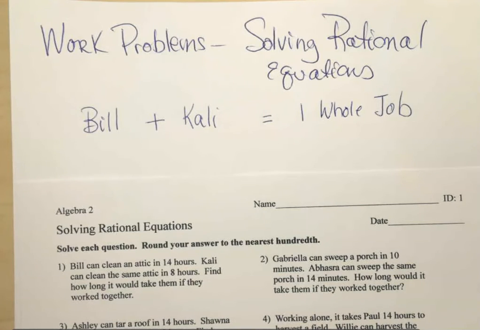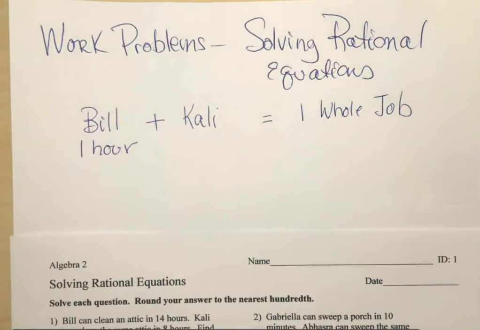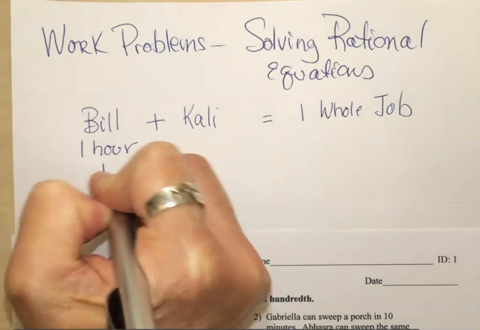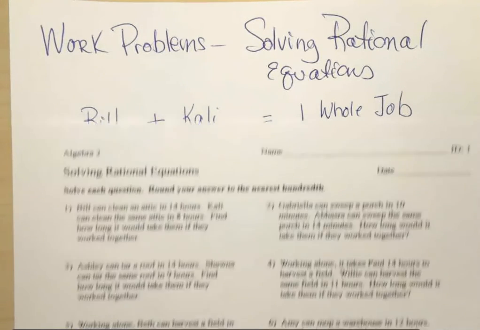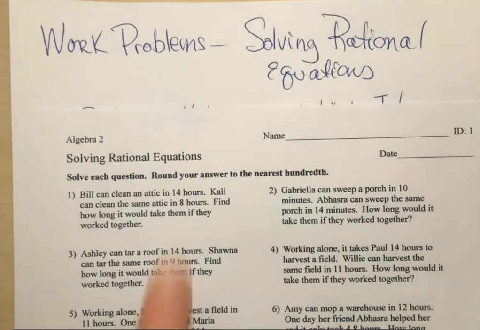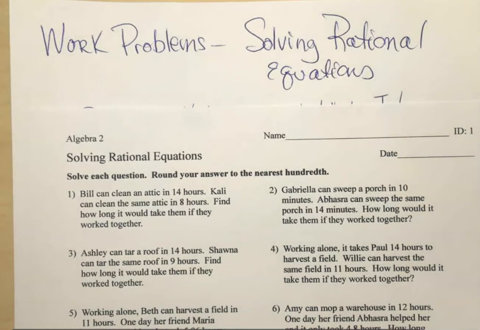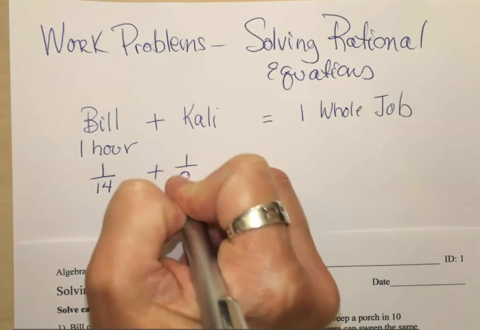So let's think about in 1 hour, we know that Bill can do 1/14 of the work because it takes him 14 hours. So in 1 hour, he does 1/14 of the attic. If we were to divide the attic into 14 equal parts, he could do one of those parts. Kaylee can clean the attic faster. In 1 hour, she could do 1/8 of the attic.